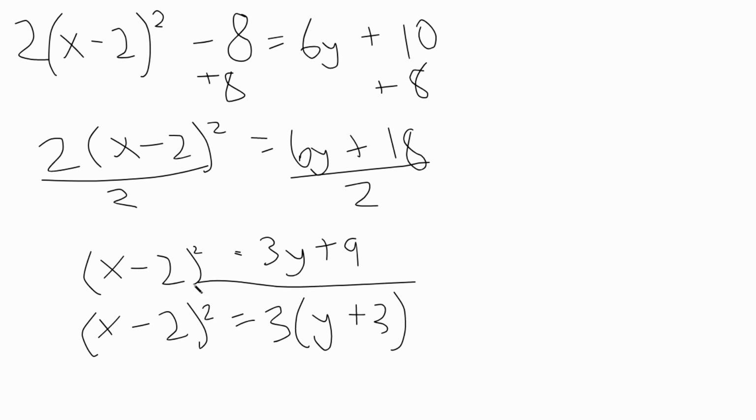And this right here, ladies and gentlemen, is the standard form of a conic parabola. So this gives you the p-value. This is the h and k vertex. That is how you complete the square in problems like these.